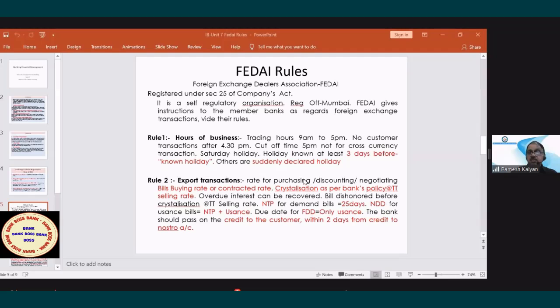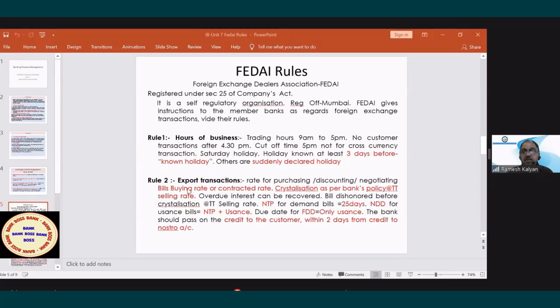Export transaction, same as purchase discounting: we have to take the bill buying rate or the contracted rate. Very good. This is a question that will be asked. Suppose a customer wants an export transaction; the export bill is discounted at the following rate. Option A, bill buying. Option B, contract rate. Option C, bill buying or contracted rate. Bill buying is correct, contract rate is correct, but more correct is bill buying or contract rate, because he can book a forward. We don't know whether he has booked a forward or not. So that is a ticklish issue.